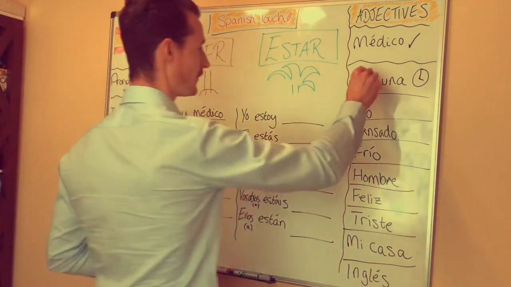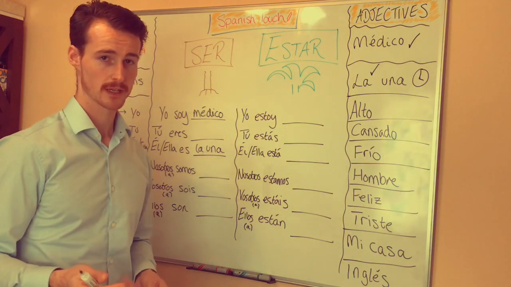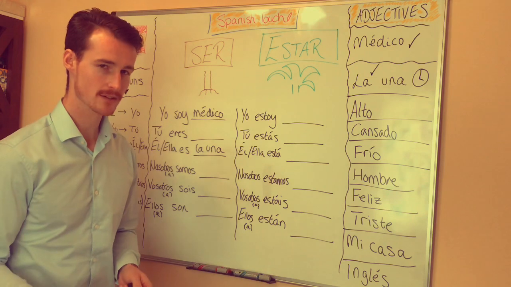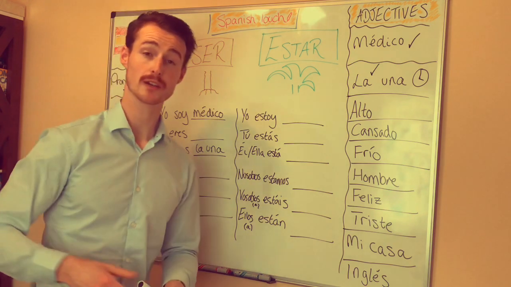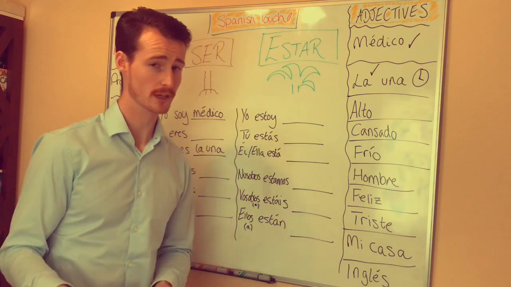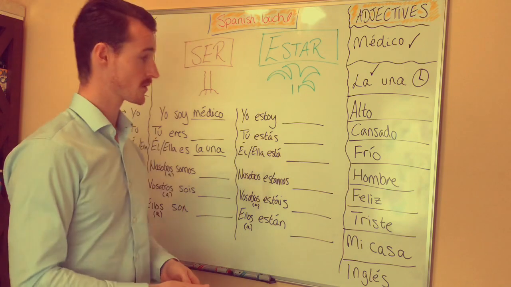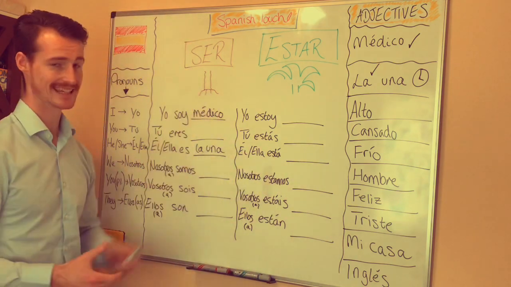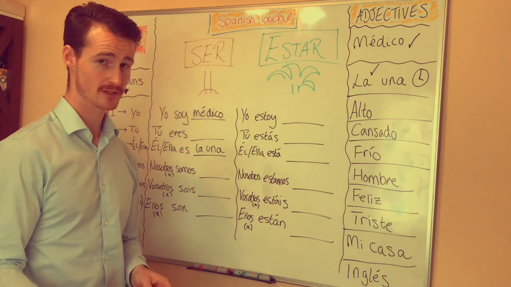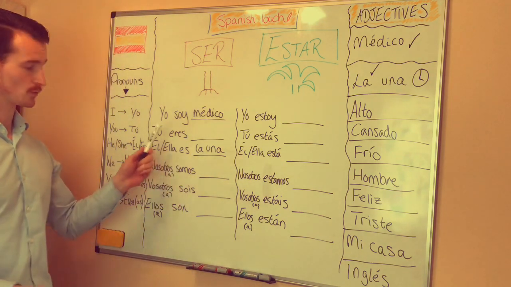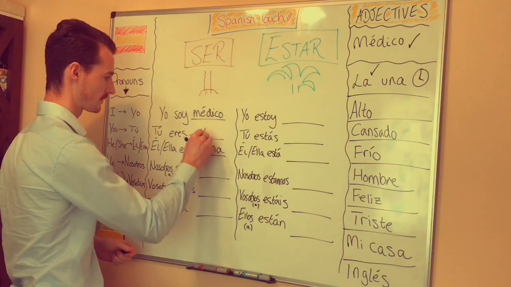Next, we have alto. Alto means tall. Now, is this something that you can change? Is it permanent or non-permanent? Good, it's permanent, okay? It's a characteristic you cannot change. If you're tall, you're tall, okay? Basketball players are really tall, so therefore we're going to use ser, okay? If I want to say you are tall in Spanish, we would say tú eres. Very good. Tú eres alto.